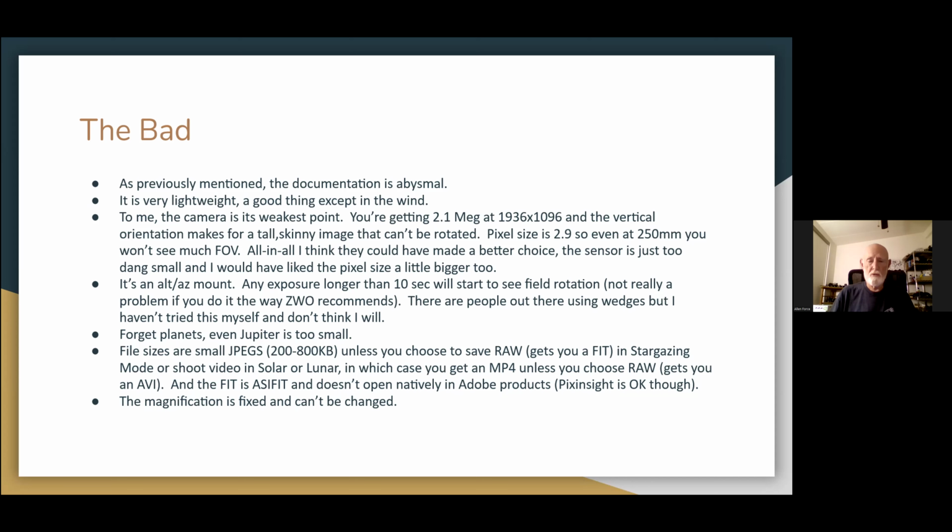The file sizes are small. If you just shoot without selecting RAW or anything, your JPEGs are going to be between 2 and 800 kilobytes. And that's it. If you choose to save RAW, you will get a FIT in the stargazing mode, or if you shoot video in solar and lunar, in which case you'll get an MP4, unless you choose RAW, and then you can get an AVI.